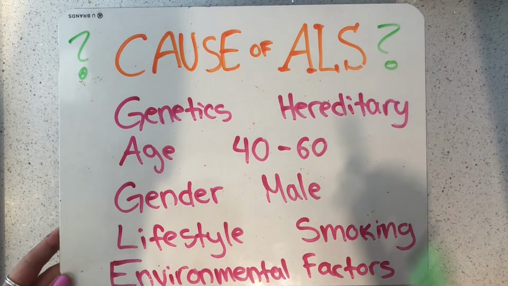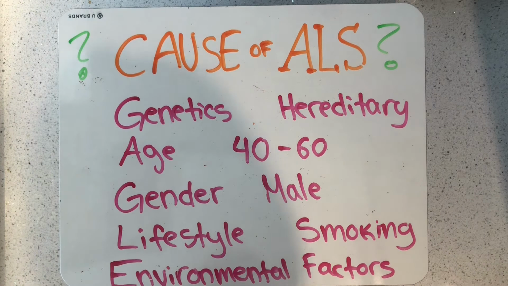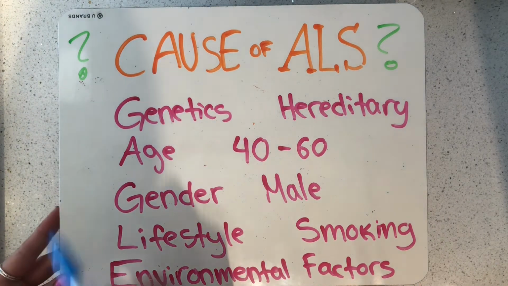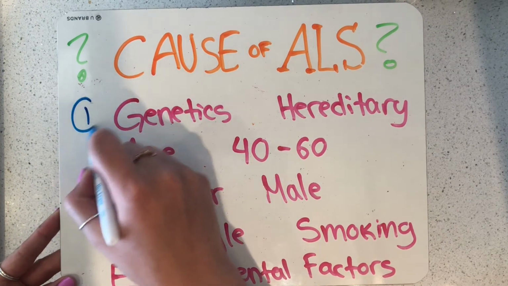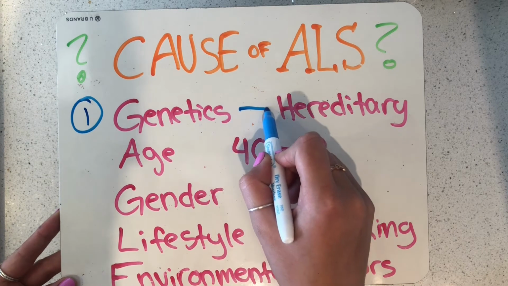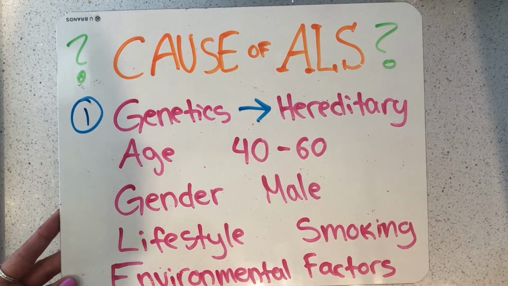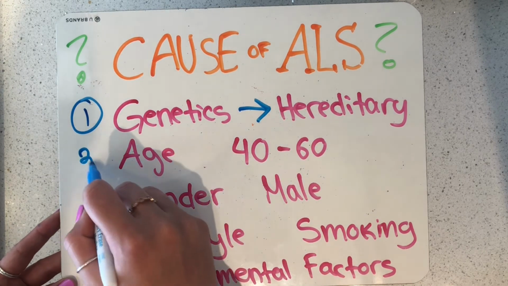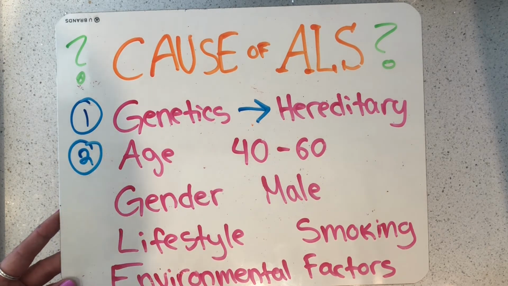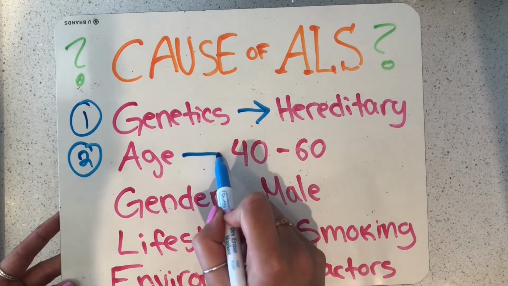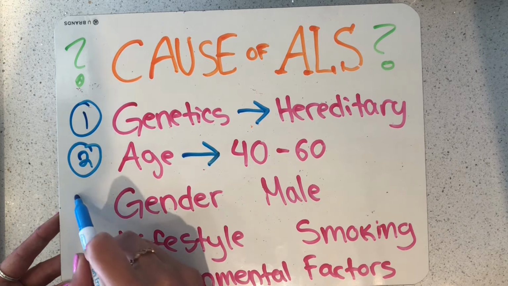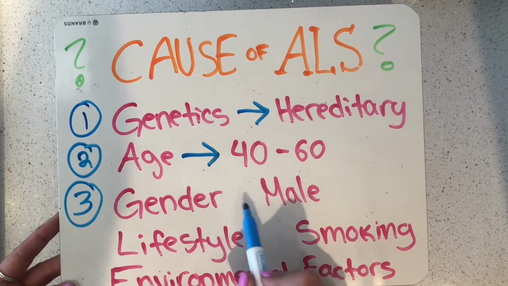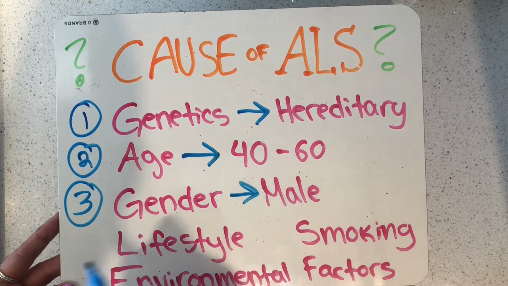However, there are a few contributing factors that can affect the risk of developing ALS. One of these factors is genetic. In 5 to 10% of cases, ALS is a hereditary condition. Age can also be a contributing factor, as most cases of ALS are developed between the ages of 40 and 60. It is also more commonly seen in males.